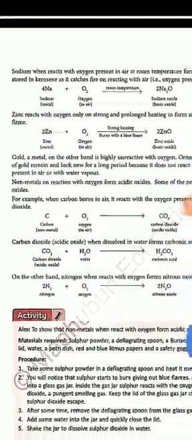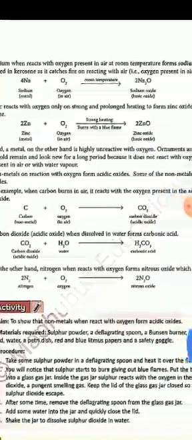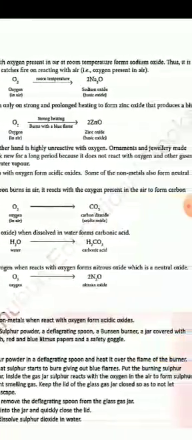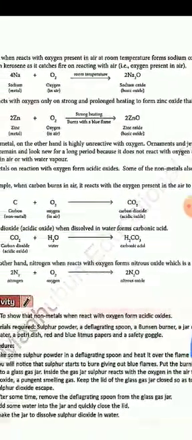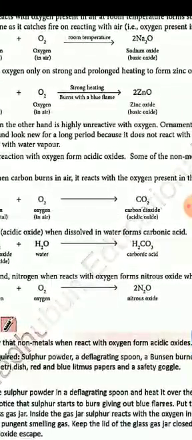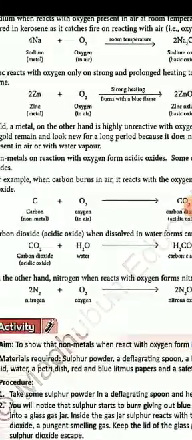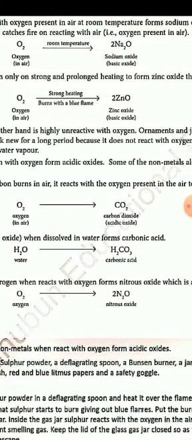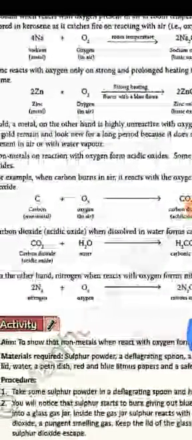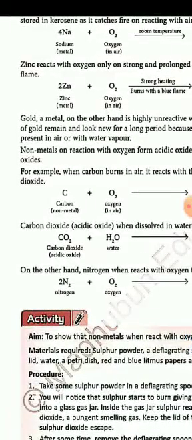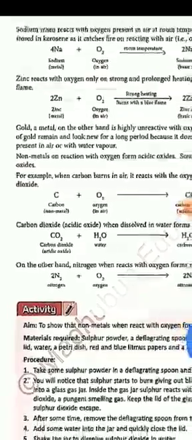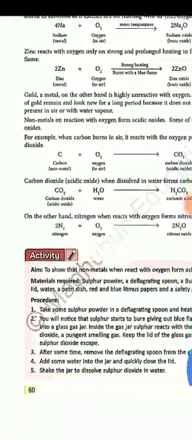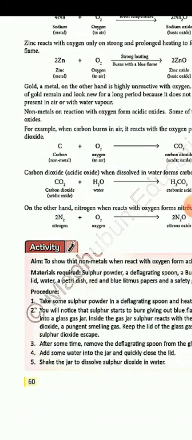Another reaction is zinc. Zinc reacts with oxygen strongly and forms zinc oxide. When we heat it strongly in the presence of oxygen, it gives zinc oxide, which is also basic in nature. Same as iron and copper also react with oxygen and give their oxides, iron oxides and copper oxides.